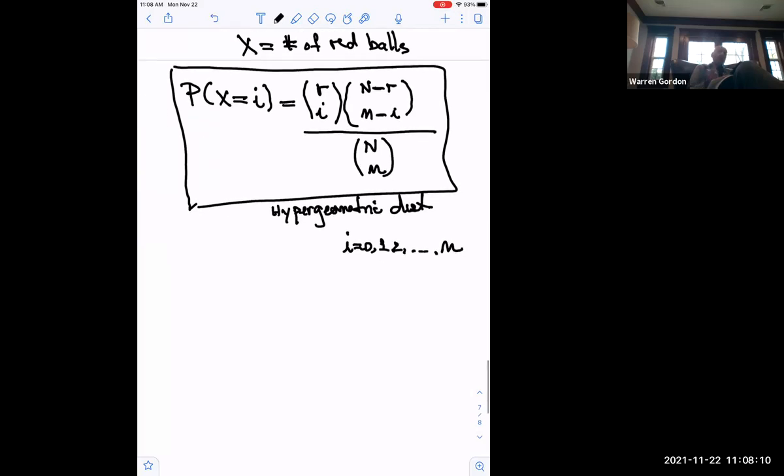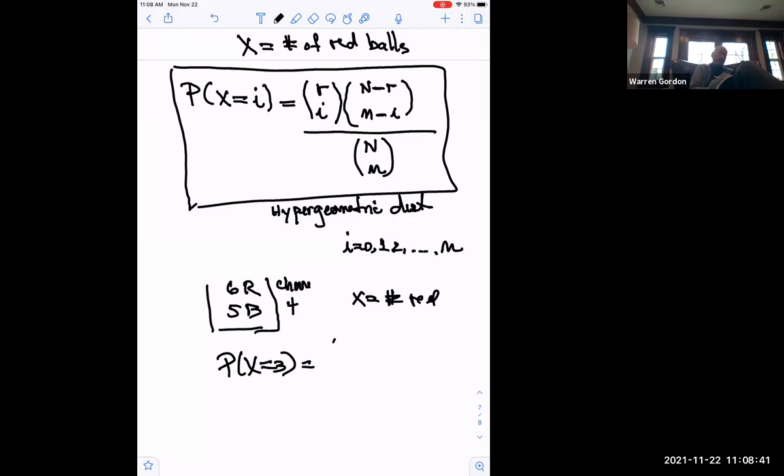We've done examples like this before. As a simple example, let's suppose we have 6 red, 5 blue, and you choose 4. What's the probability that the number of red is 4? Or 3? x equals the number of red. The probability that x equals 3, that there are 3 red, well, that's easy to get. I choose 3 red from the 6, which means I choose 1 blue from the 5, over 11 choose 4.